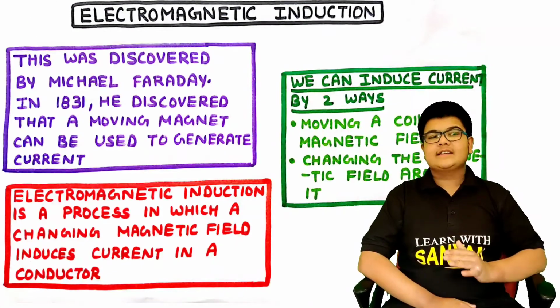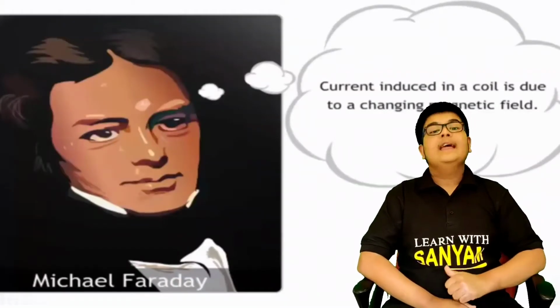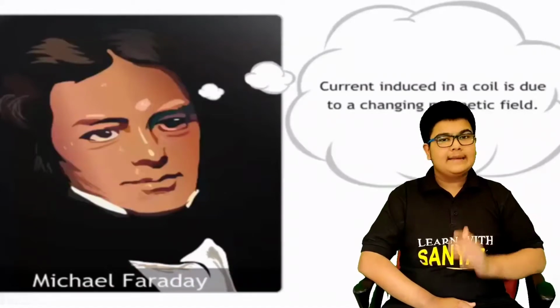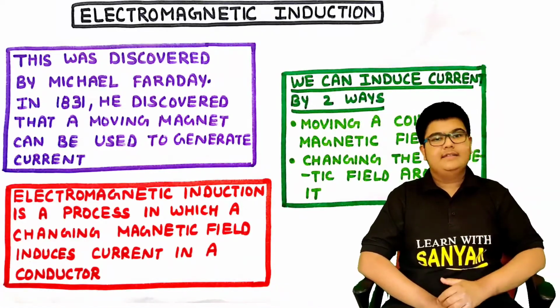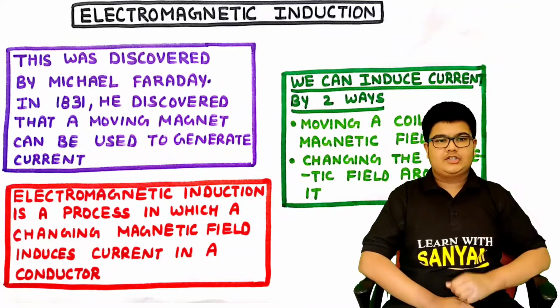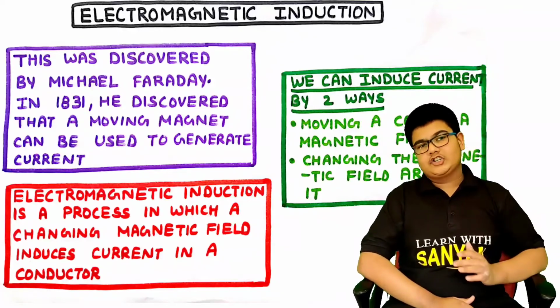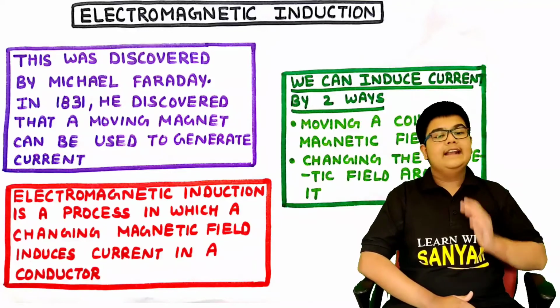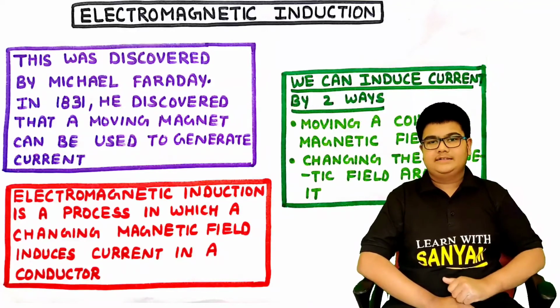So, this was discovered by Michael Faraday. In 1831, he discovered that a moving magnet can be used to generate current. And this process is called electromagnetic induction. Electromagnetic induction is a process in which the changing magnetic field induces current in a conductor.